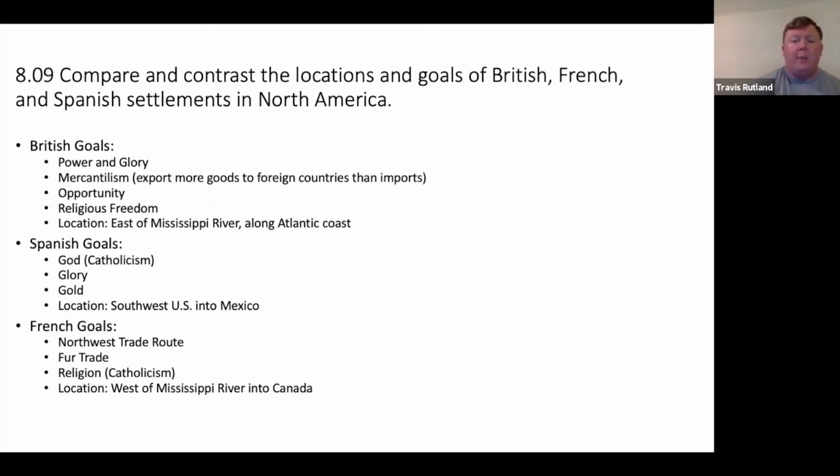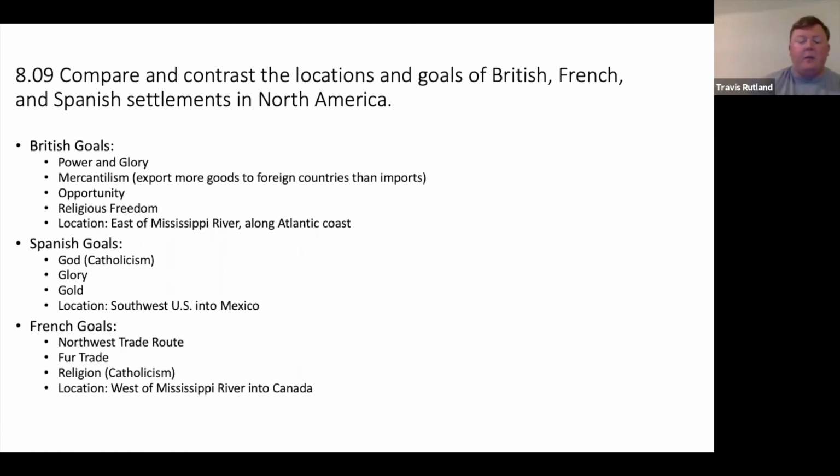They also came here for opportunity. It was a new place to start over that had new land, cheap land, so it was a place for opportunity. They also came for religious freedom. Puritans and Pilgrims are great examples of this. They wanted to practice their religion freely. Their location is east of the Mississippi River along the Atlantic coast.